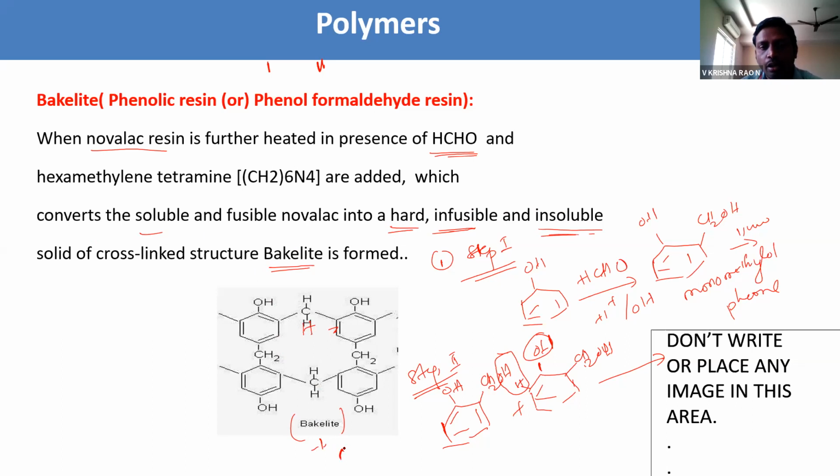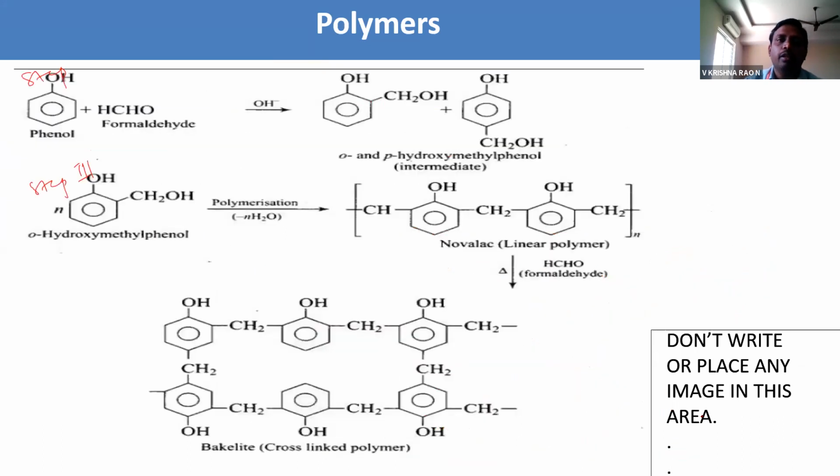This bakelite is a hard, infusible, insoluble solid of cross-linked structure. See step 1, there are 3 steps. Phenol reacts with formaldehyde in the presence of acid, H plus, or base, whatever we need to take. It gives ortho or para-hydroxy methyl phenols, in the IUPAC name. This is the intermediate one.